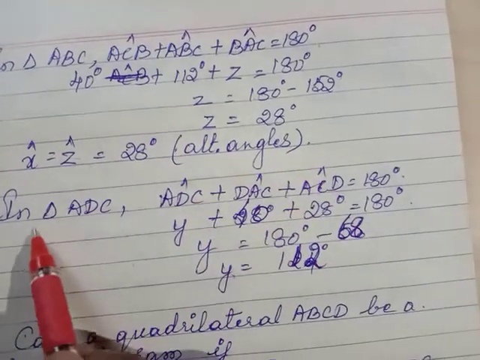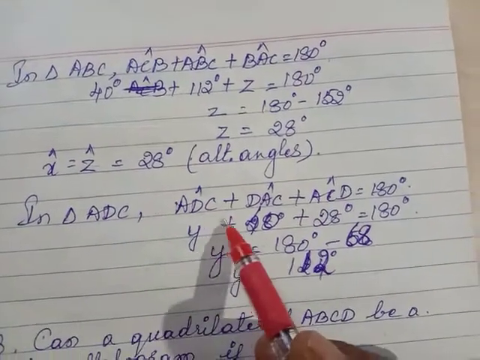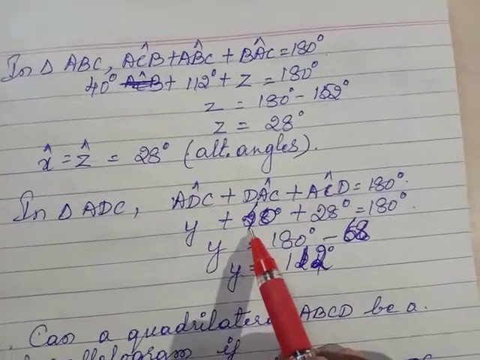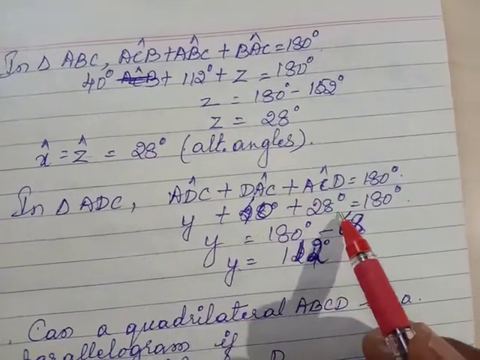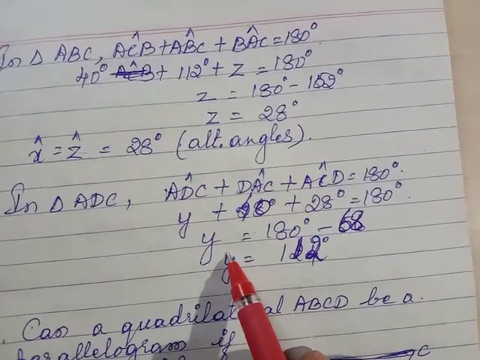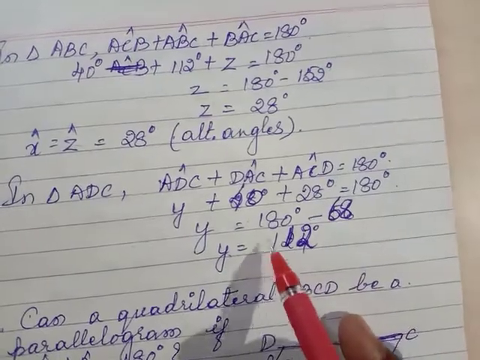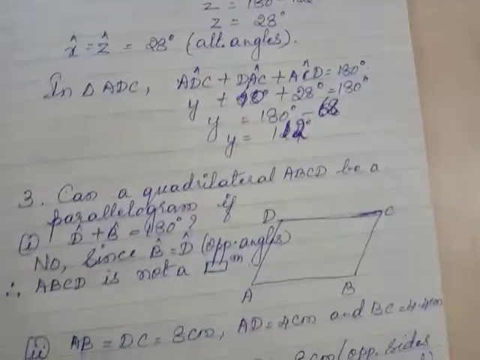Alternate angles. In triangle ADC, DAC plus ACD plus Y is equal to 180. Y plus 40 plus 28 is equal to 180. Y is equal to 180 minus 40 plus 28, which is 68. So subtracting from 180, you get 112.